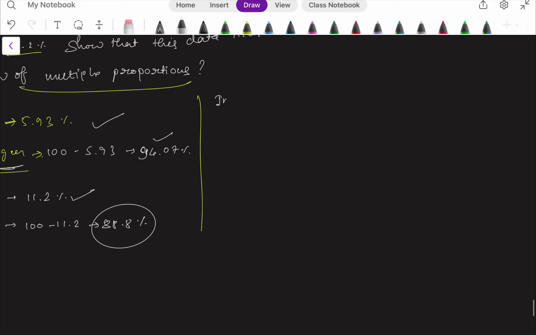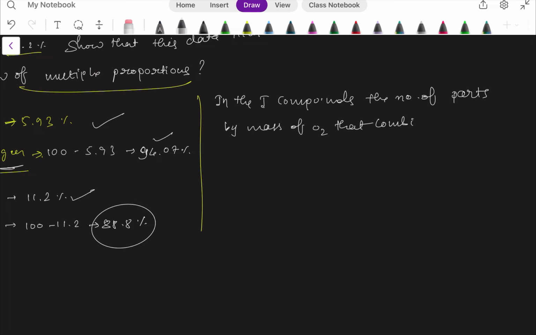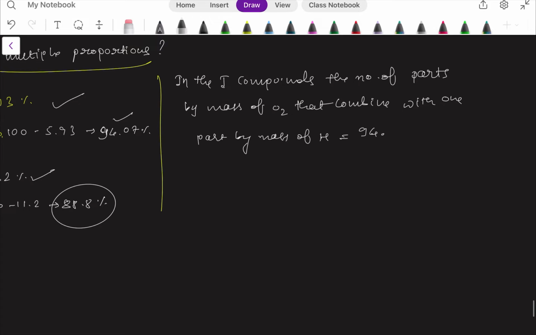Mass of hydrogen in the sense, in the first compound, the number of parts by mass of oxygen that combine with one part by mass of hydrogen. How much is it? Mass of oxygen is 94.07 divided by 5.93. Whose is this? This is hydrogen's, and the one above is oxygen's. So what ratio will we get? 15.86 parts we will get.